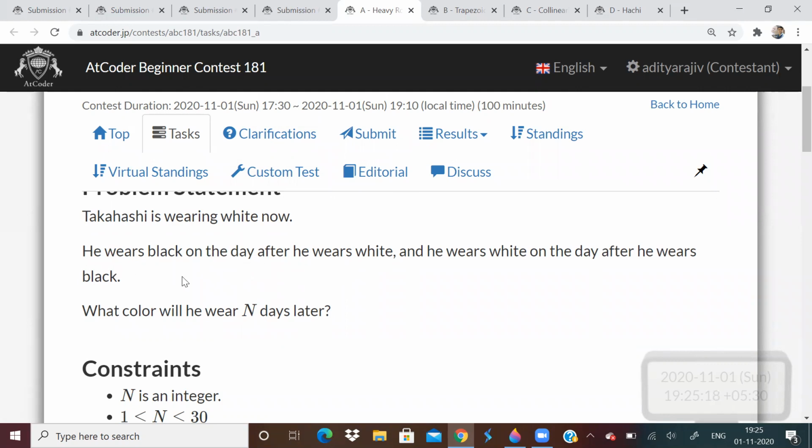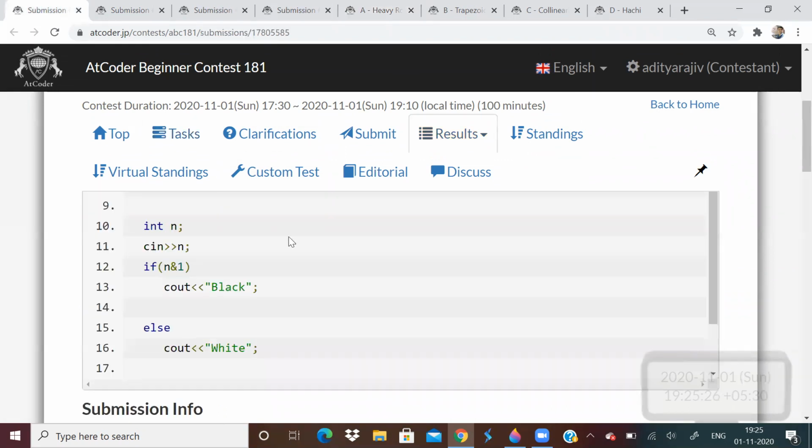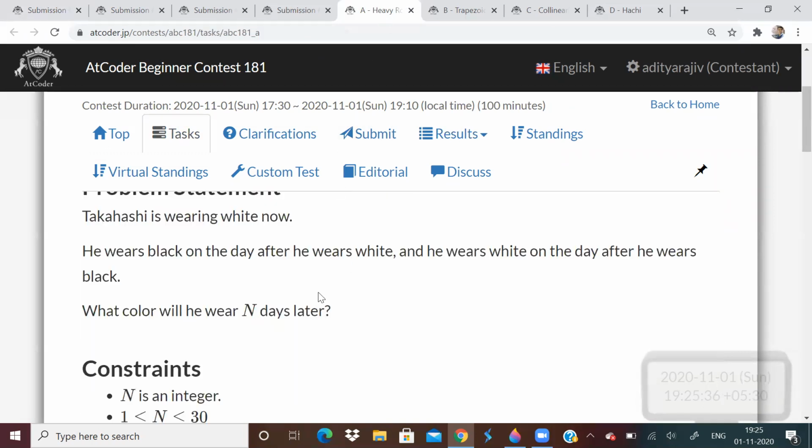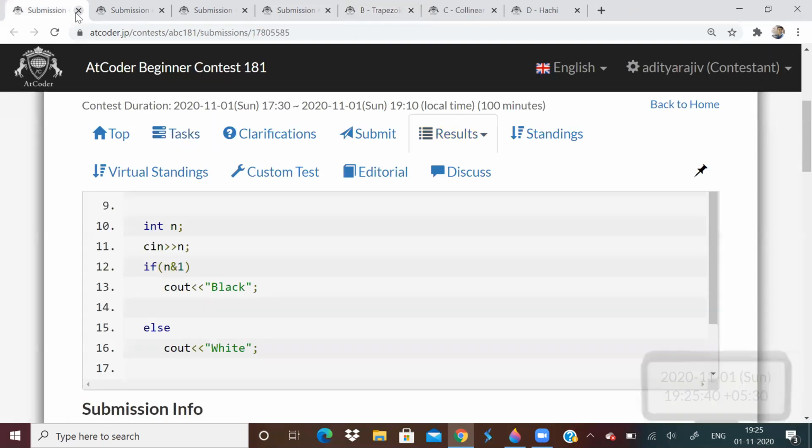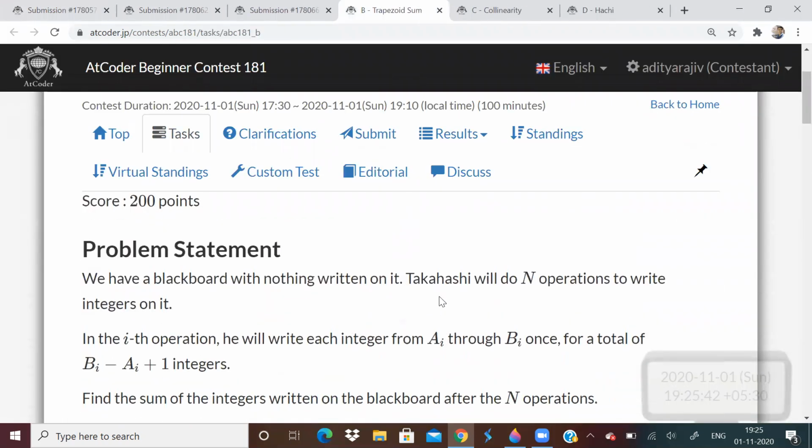So basically, we are given an integer n, and we just have to alternate white and black. If you read the question, you will understand that if n is odd, we have to print black, otherwise we have to print white. That's all this problem is about. So just read it yourself, you will get the answer. I don't have to do much. So let us see the next problem.